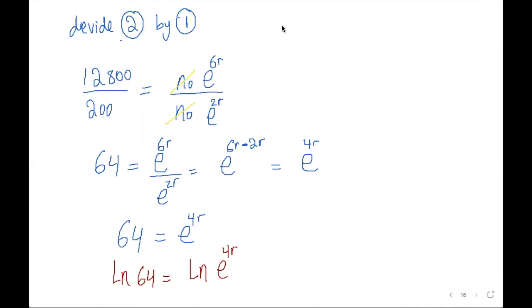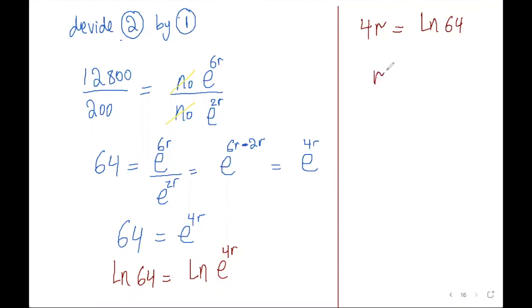Now let me do it here, step by step. So this is like an exponential equation from the previous section. So 4r equals ln 64. Divide by 4 on both sides. r equals ln 64 over 4.